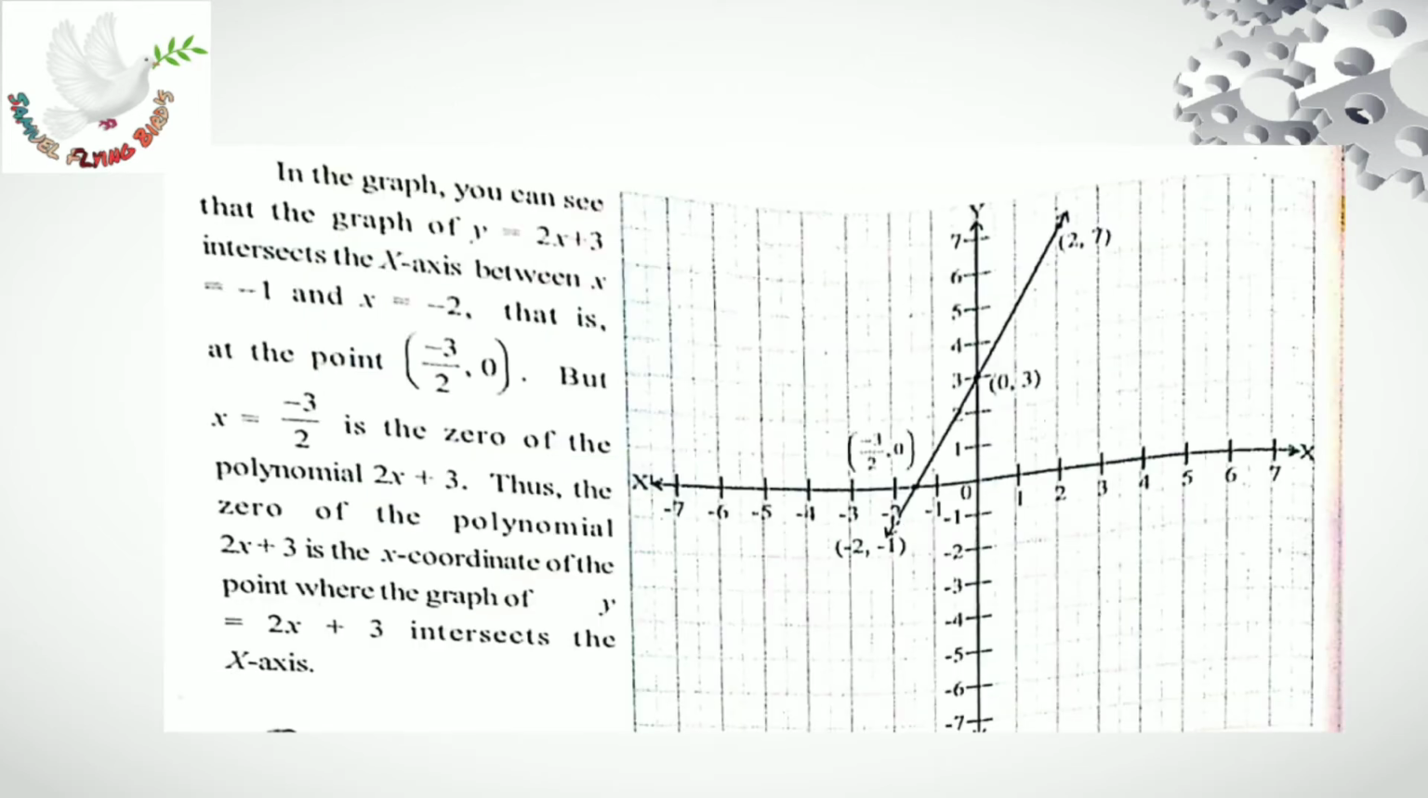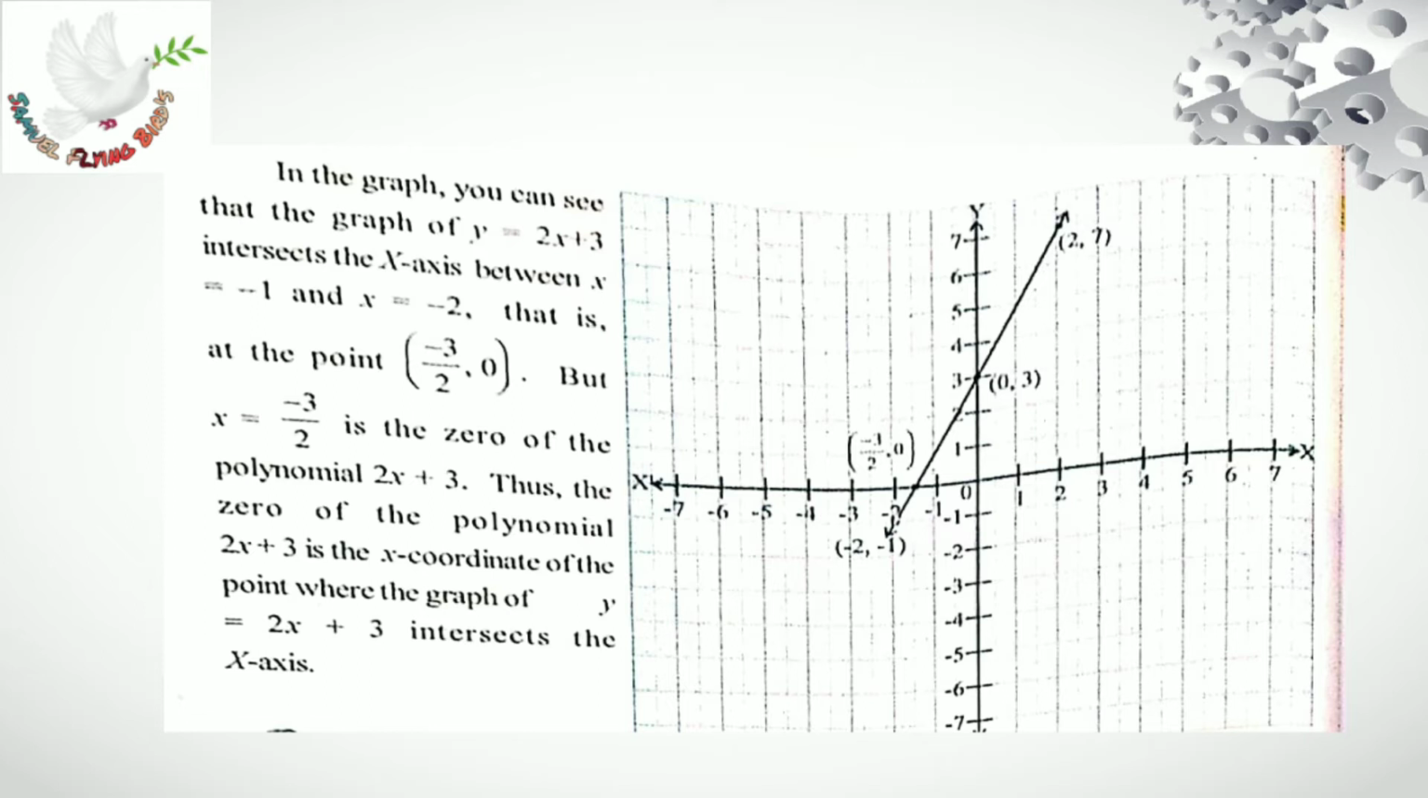First, -2 comma -1 is being plotted. All the four points are being plotted on the graph of x-axis and y-axis, considering the values of -7 to +7 on the x-axis and -7 to +7 on the y-axis.